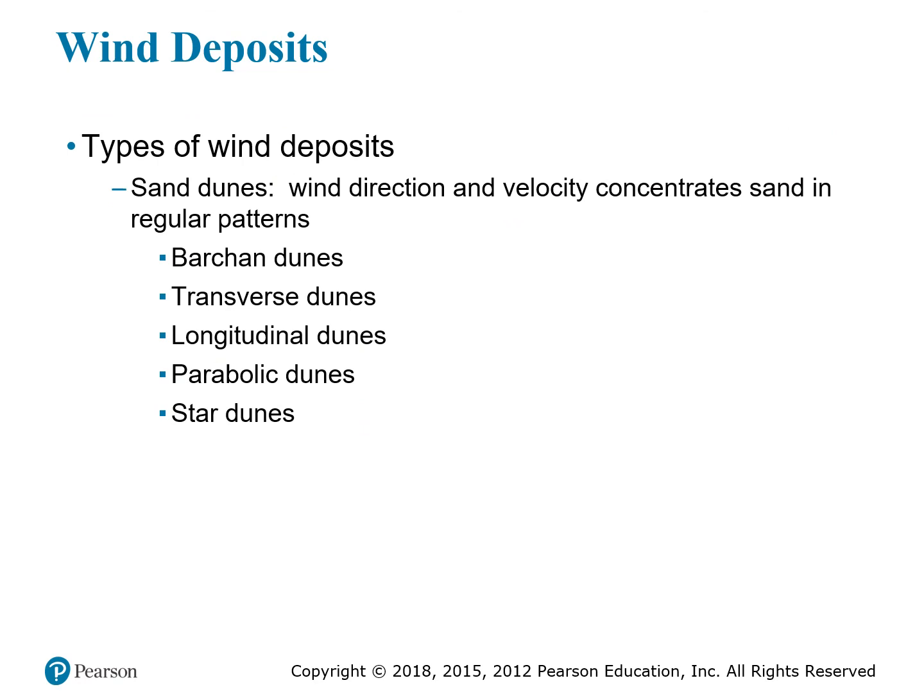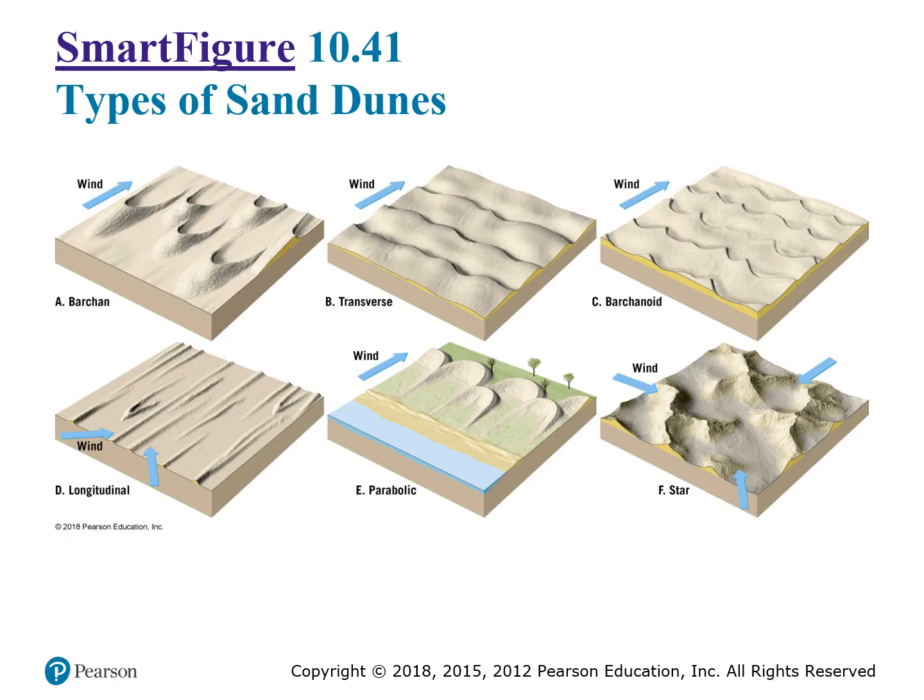So there are a number of different types of sand dunes. Here they all are: barchan, transverse, longitudinal, parabolic, and star dunes. I'll show you the next slide. I have a picture of them. But the wind direction, the landscape, and the velocity of the wind really put the sand in a number of different patterns depending on those variables.